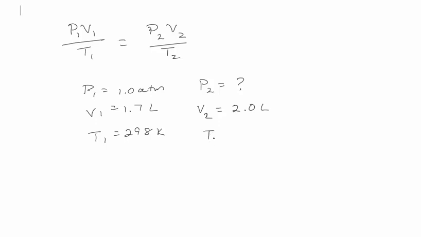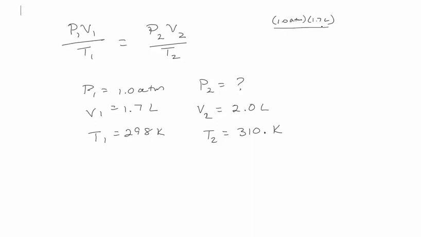So we plug in what we know and we solve for what we don't. It's the same pattern we were doing before. So I'm going to plug in my 1.0 atmospheres and my 1.7 liters, divide it by 298 K. That's going to be equal to P2, which I don't know yet, times 2.0 liters, divided by 310 Kelvin.